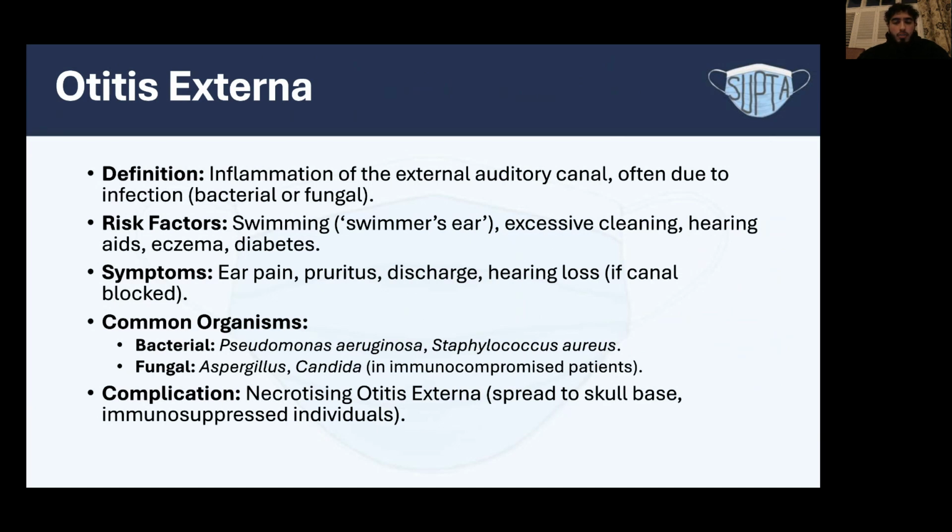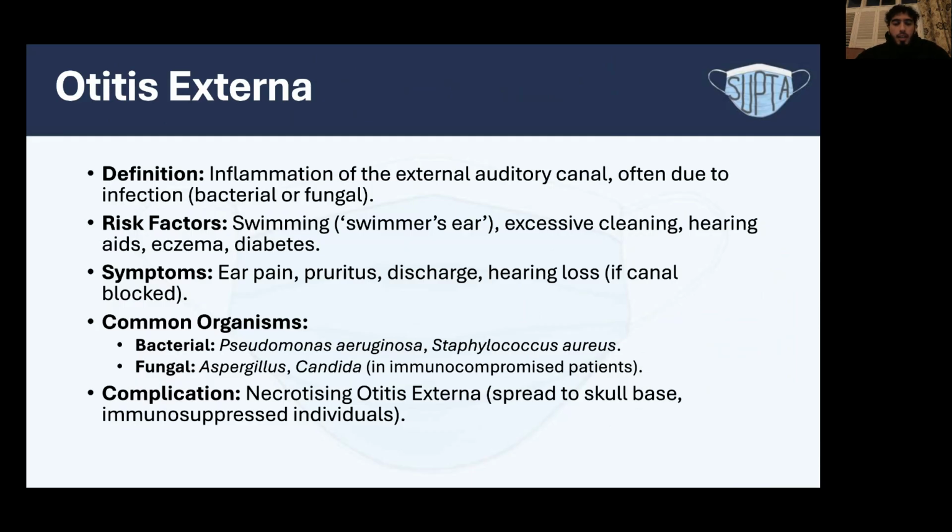There are a few main culprits that we have to be worried about. Bacterial culprits are Pseudomonas, and the next one is Staph aureus. We can also get some fungal causes, so Aspergillus and Candida. I apologize if I've said those wrong. However, fungal is usually seen in immunocompromised patients, so those on immunosuppressant drugs, and diabetics, who are also immunocompromised.